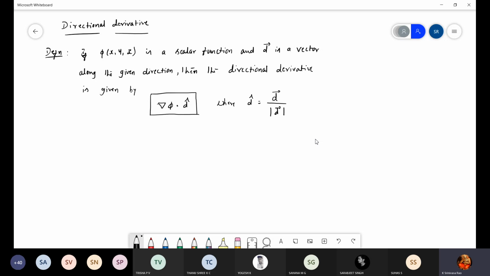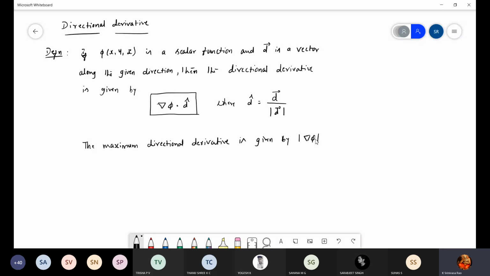Okay, next line, one more simple formula, the maximum directional derivative is given by magnitude of grad phi. So this is a simple formula. So calculate grad phi and just find its magnitude.